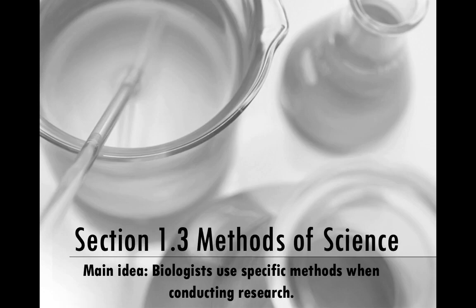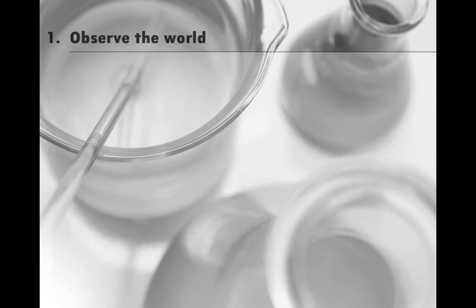Today we're going to talk about section 1.3, the methods of science. The main idea of this section is that biologists use specific methods when conducting research. Some people call it, as a matter of fact, most people call it, the scientific method. Okay, the first part of the scientific method is something that we all do every single day. We observe the world.